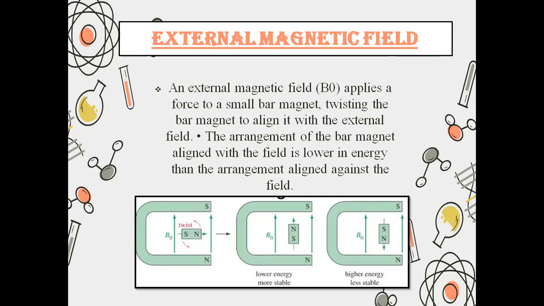Here you can see there is an external magnetic field in which a bar magnet, that is our proton, will twist itself and align itself against the magnetic field. That is, if the external magnetic field's upside has a south pole, then our bar magnet will turn itself, twist itself, and form a north pole on its upper side.